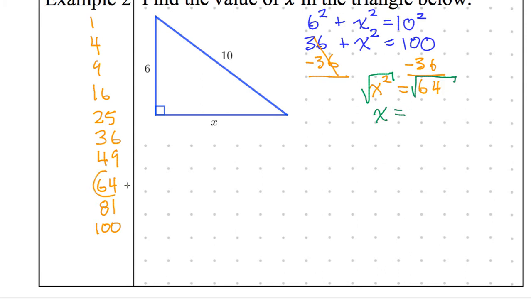So square root of 64 in this case, square root of 64 is 8. So x is equal to 8. And that's our final answer, so box it.